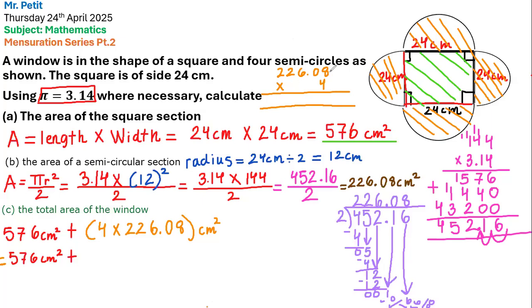Don't worry, when we overtake the world. 4 times 8 is what? What is 4 times 8? 32. Put the 2 down, put the 3 up. 4 times 0 is 0 plus 3 is 3. 4 times 6 is what? What is 4 times 6?